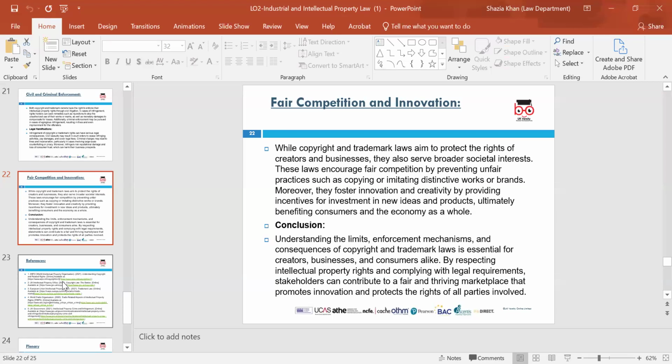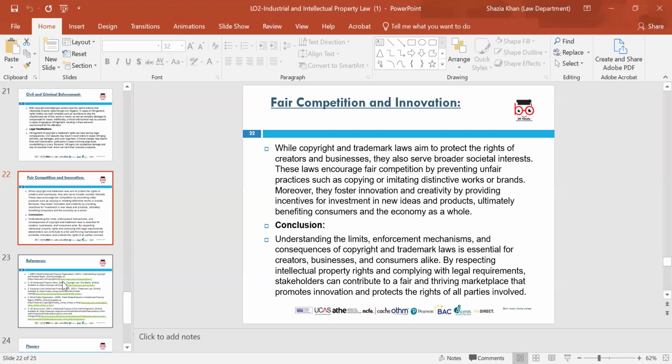In conclusion, understanding the limits, enforcement mechanisms and consequences of copyright and trademark laws is essential for creators, businesses and consumers alike. By respecting intellectual property rights and complying with legal requirements, stakeholders can contribute to a fair and thriving marketplace that promotes innovation and protects the rights of all parties involved.